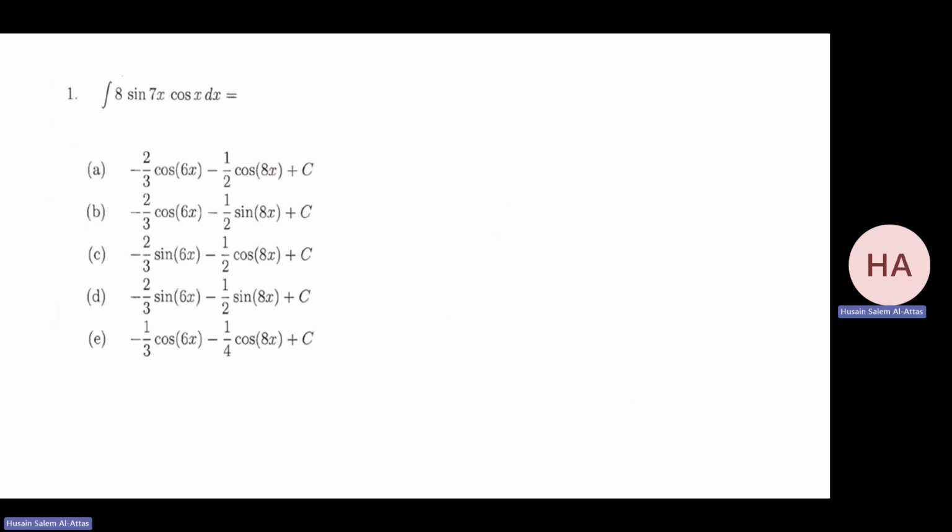Sine times cosine. If you remember, if you have sine times cosine, I need to change the sign, so that will be 8. Let me take it out. 8 times the integral of what? This will be cosine the difference, sine the difference, sine the difference, 6x, plus sine the sum, 8x, dx. I have 8 outside.